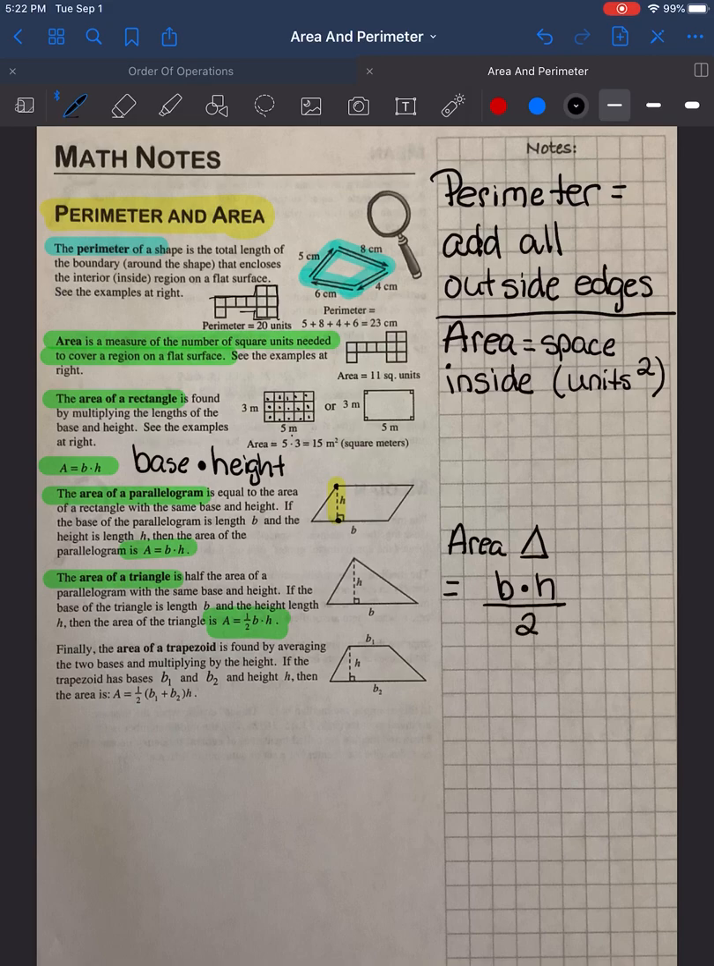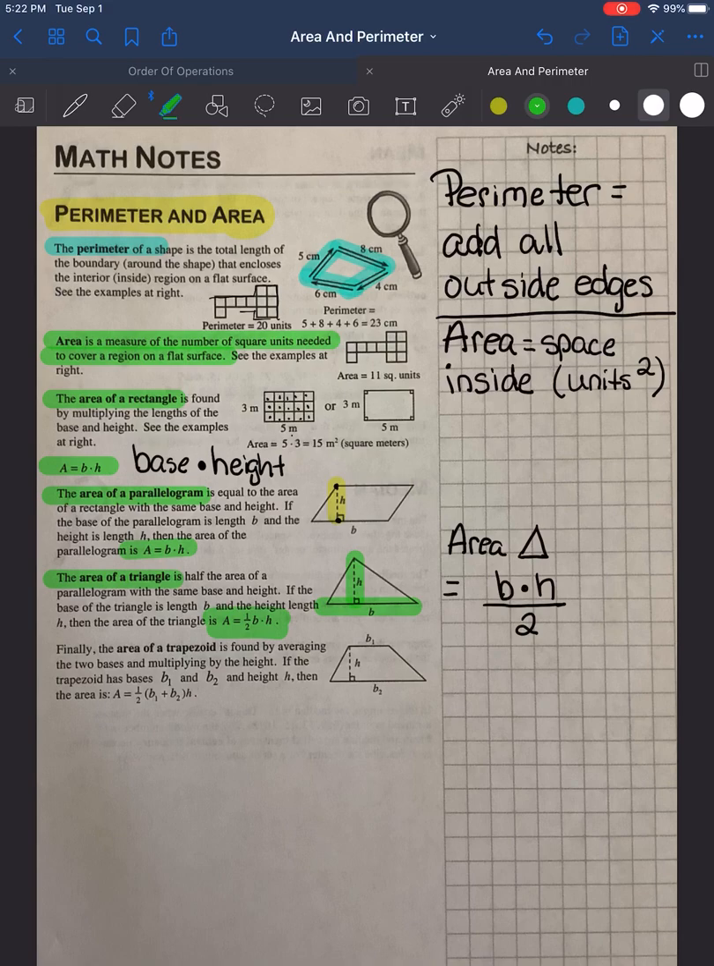Okay, dividing by 2 is the same as multiplying by a half. So dividing that by 2 is sometimes easier than dealing with the fraction. So again, notice where the base and the height are. The base is here. The height is that straight up and down dotted line, which sometimes is on the inside of the triangle and sometimes is an outside edge. It depends on what kind of triangle it is.